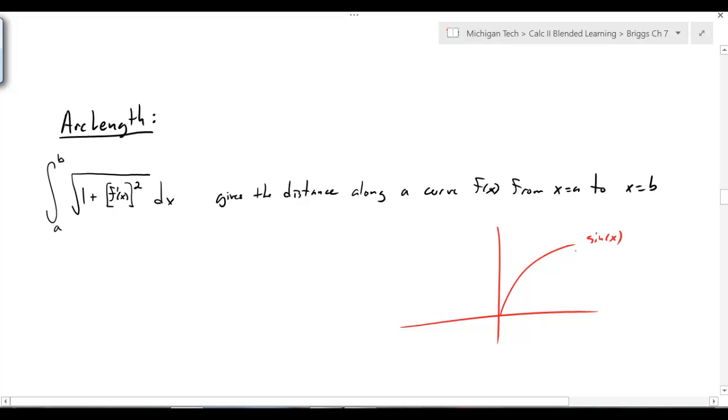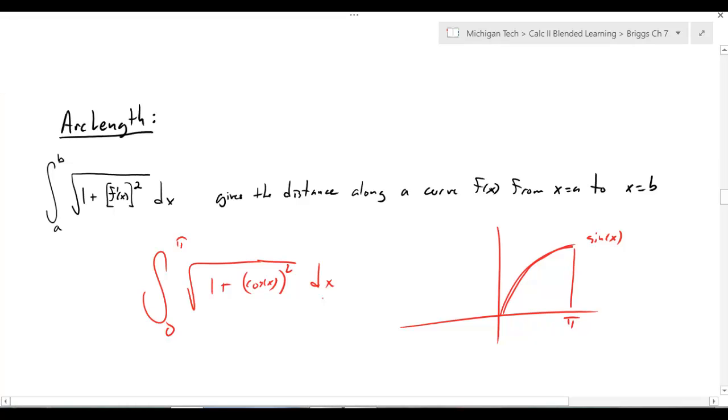and maybe this is pi, and I want to find this distance, it's just the integral from 0 to pi, those are my range of x values, of the square root of 1 plus the derivative of sine, which is cosine, squared, the derivative squared, dx. Those integrals tend to be hard, so you'll probably have to evaluate those with a calculator or something, but that's how we set up that integral.